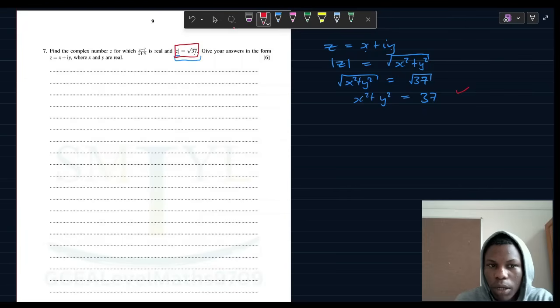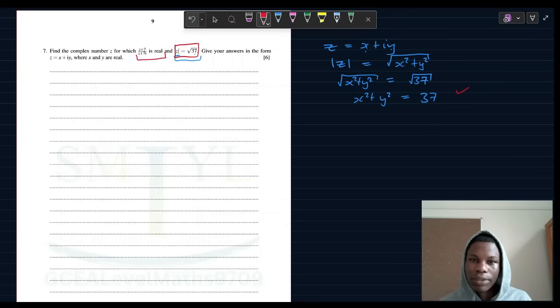And so our job then becomes to use this bit of information to come up with the second equation in terms of x and y. And once we have that, we're just going to solve it simultaneously with this equation that we got. And so we get what x and y are, and therefore what z is. So they have told us that (z + 7)/(z + 7i) is real.